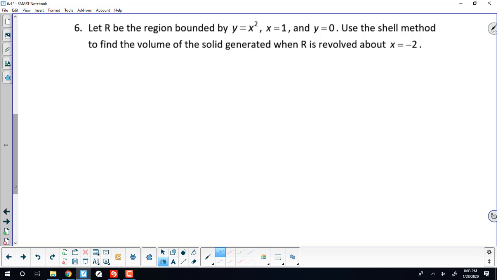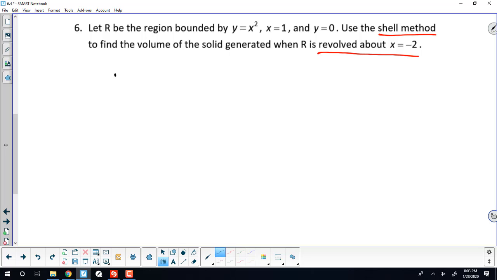We'll start with example 6 here on this page, because this one's actually revolved around a different axis. All the ones we've seen have been revolved around the x or the y axis. So we're going to revolve this region about x equals -2 using the shell method.